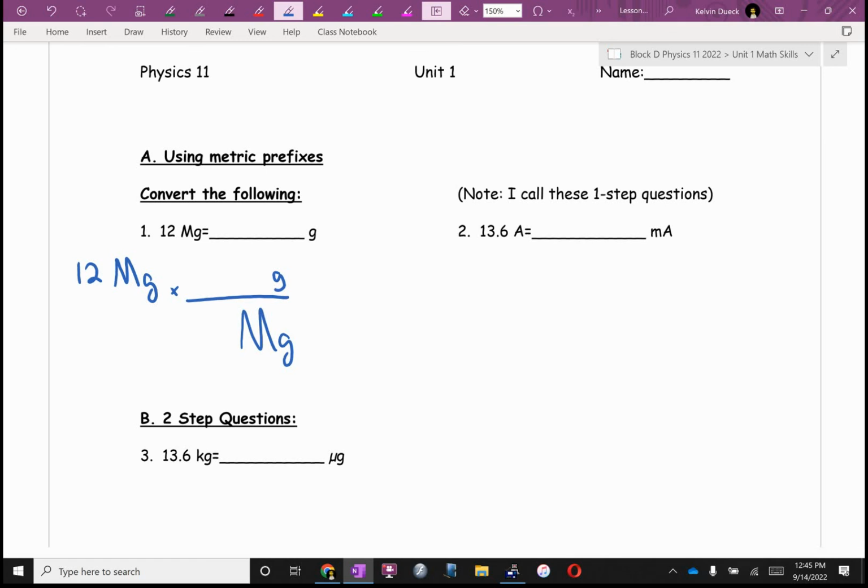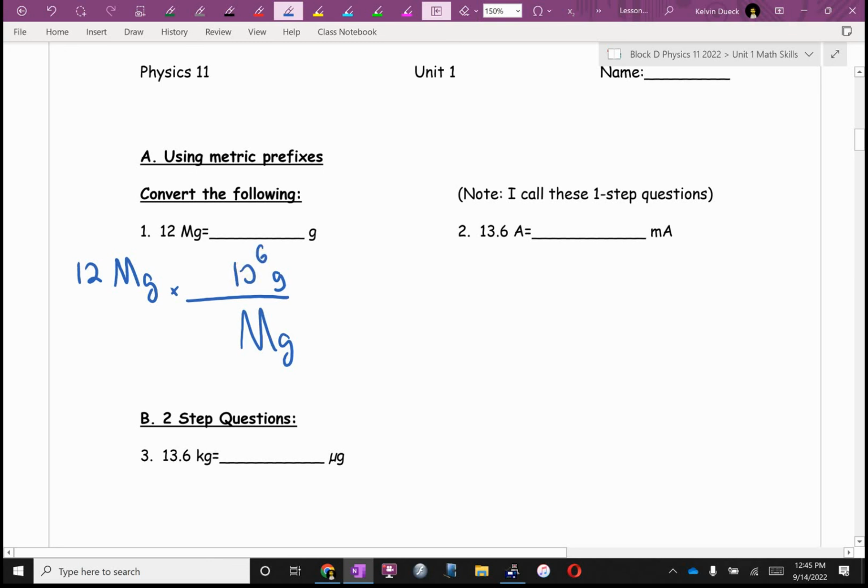I think it's 6. Okay, where does the 10 to the 6th go? You don't memorize that it goes on the top, or that it goes on the bottom. You know what you memorize? It goes where the mega isn't, where the metric prefix isn't. It doesn't go there, it goes there.